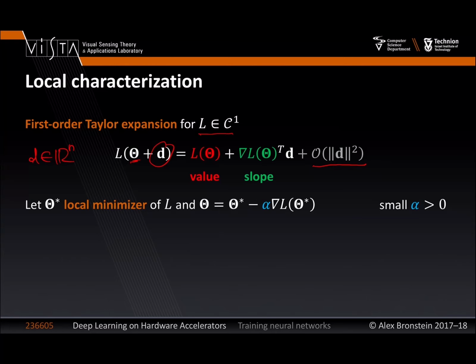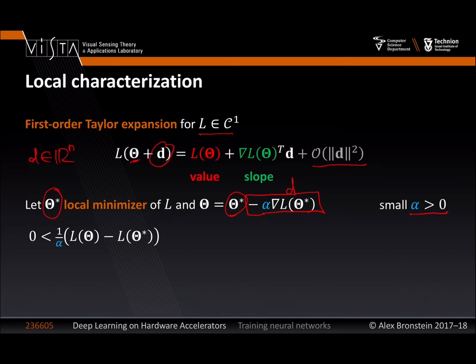Okay? Now, if I have theta star, a local minimizer, let's take a small alpha, a small positive alpha, and make a step in the direction of the negative gradient with respect to theta star. So this is my d. Okay, this is my d: minus alpha times the gradient at theta star. Okay.